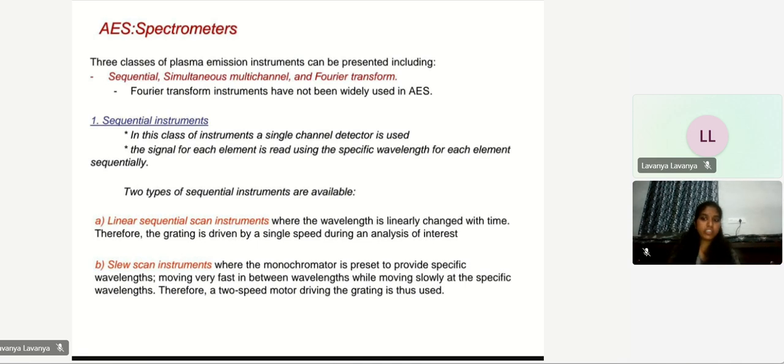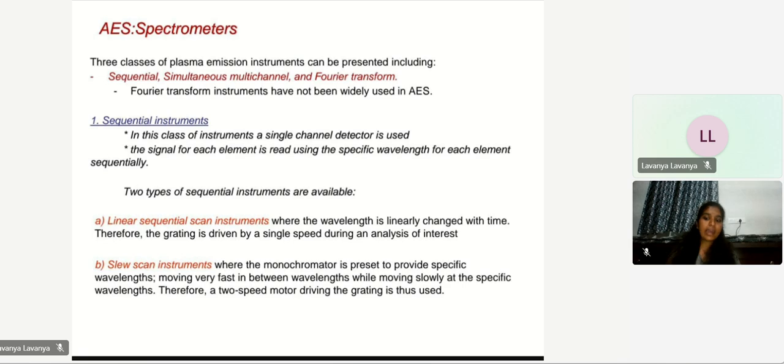Two types of sequential instruments are available: linear sequential scan instruments and slew scan instruments. In a linear sequential scan instrument, the wavelength is changed linearly with time, therefore the grating is driven at a single speed during an analysis of interest. In slew scan instruments, the monochromator is programmed to provide specific wavelengths, moving very fast between wavelengths while moving slowly at specific wavelengths. Therefore, two-speed motors driving the grating are used.